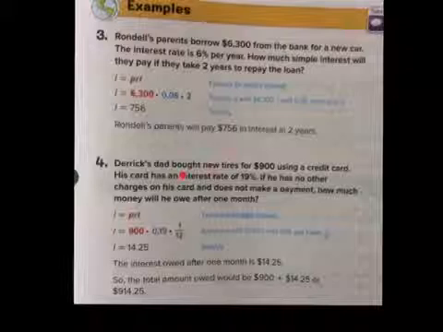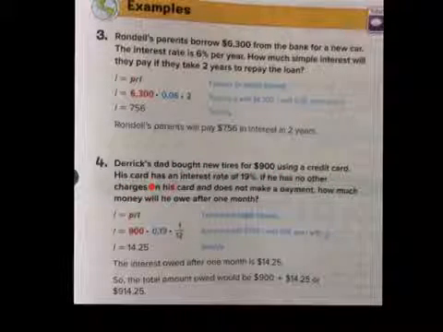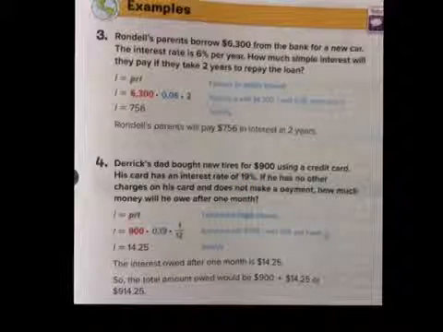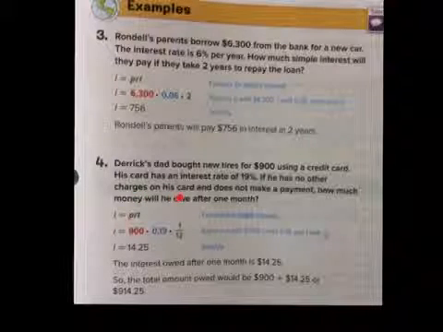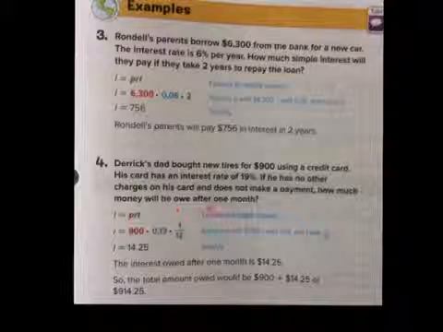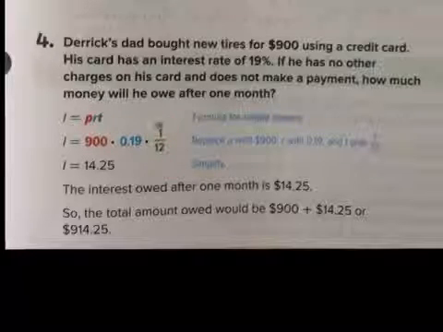Derek's dad bought new tires for $900 using a credit card. His card has an interest rate of 19%. That's actually low because some credit cards have 29%. If he has other charges on his card and does not make a payment, how much money will he owe after 1 month? So as we did before, we use our formula and we have $900 principal, 19% interest, and this is only after 1 month.